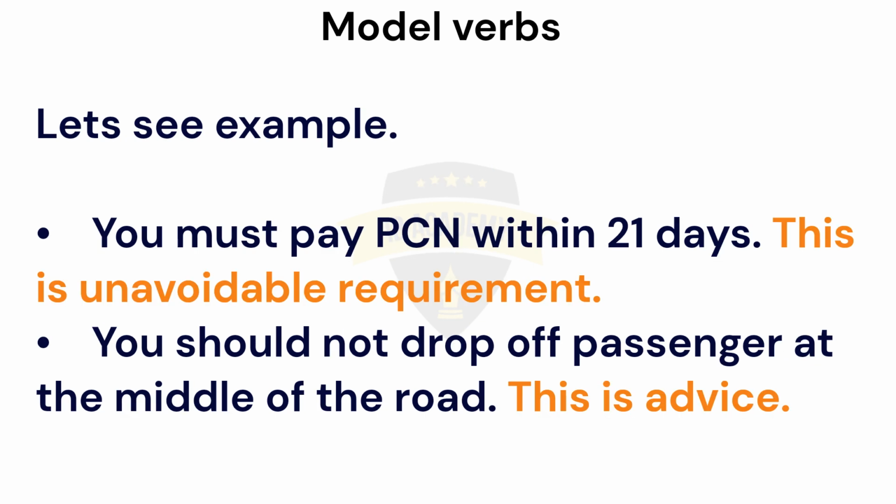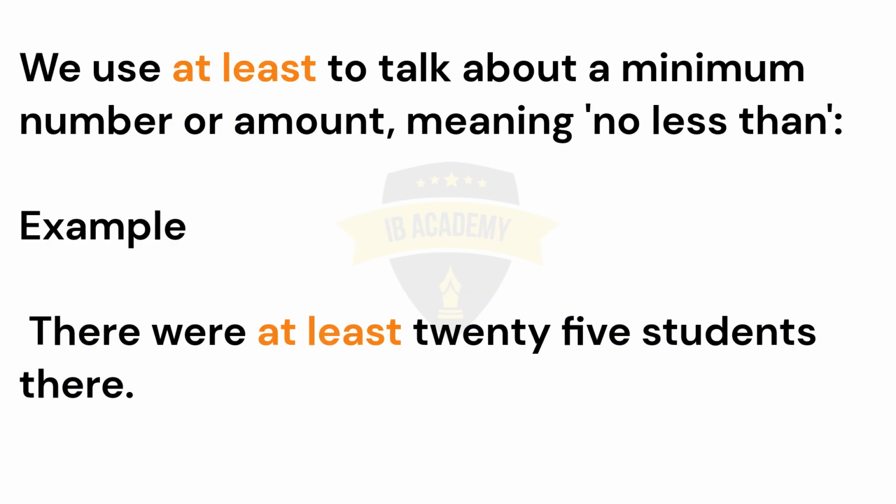Let's see an example. You must pay PCN within 21 days. This is an unavoidable requirement. You should not drop off passengers in the middle of the road. This is advice. Next topic. We use at least to talk about a minimum number or amount, meaning no less than.